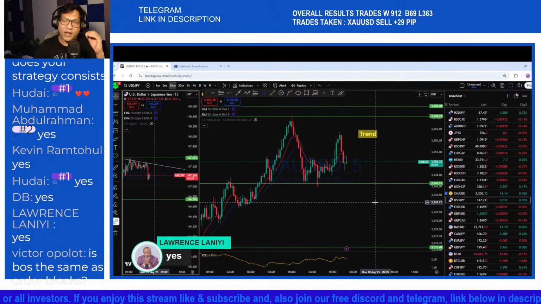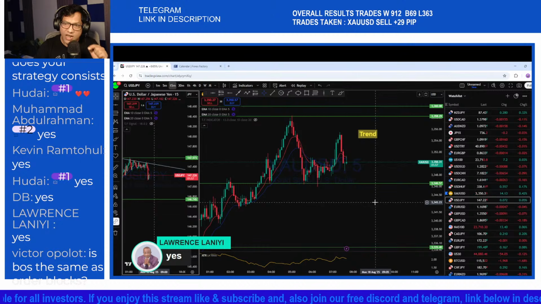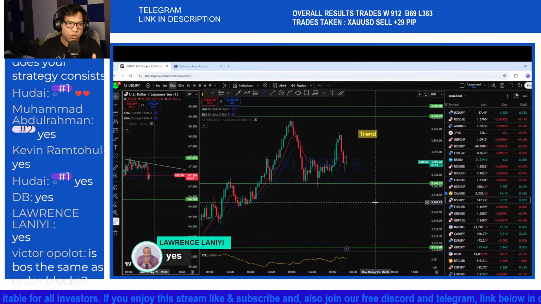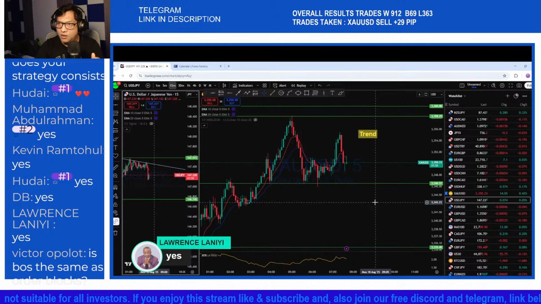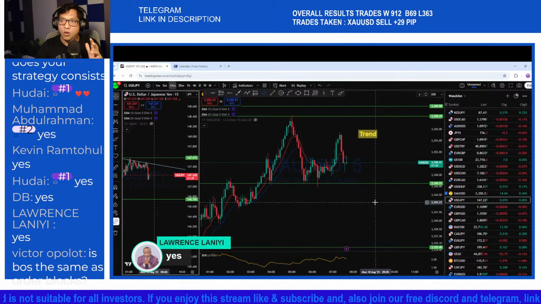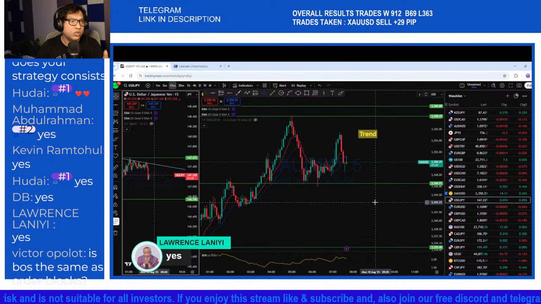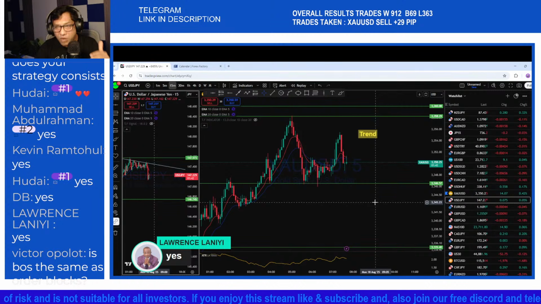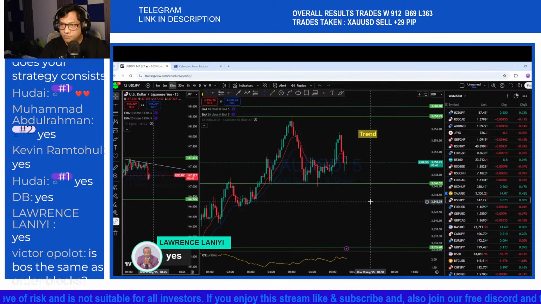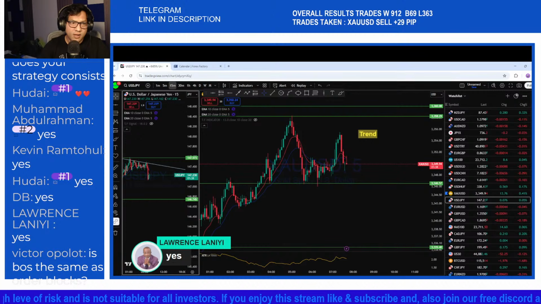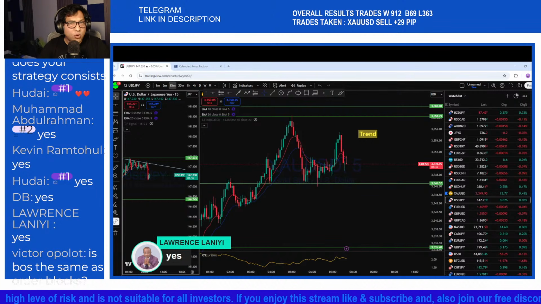And to understand that, the first step is to know where most of the stop losses are placed in the chart. Okay, and finding the liquidity is very important.